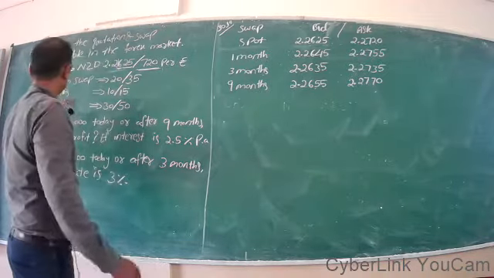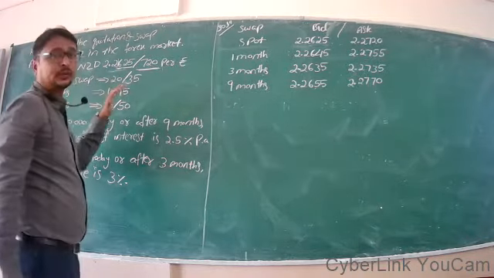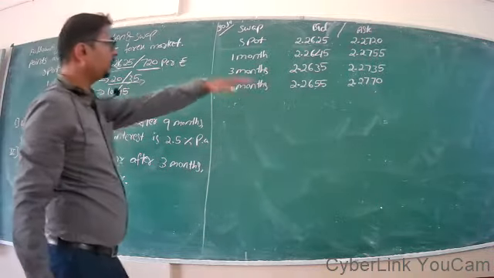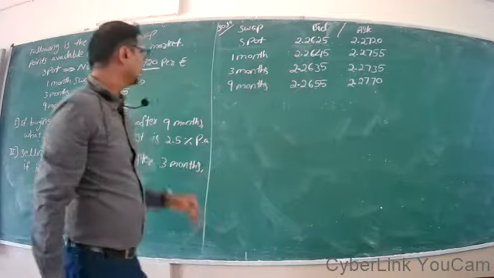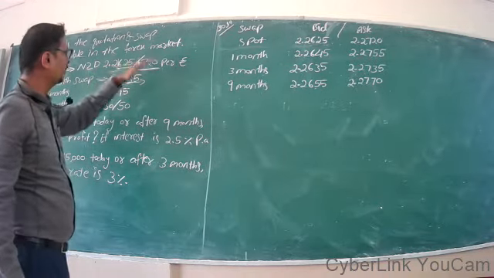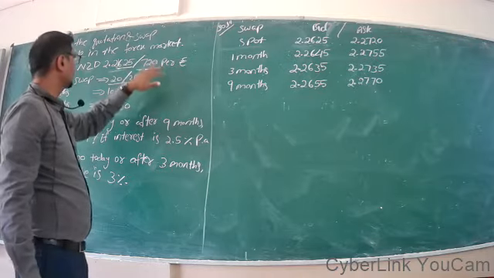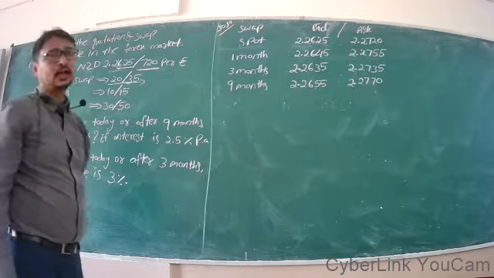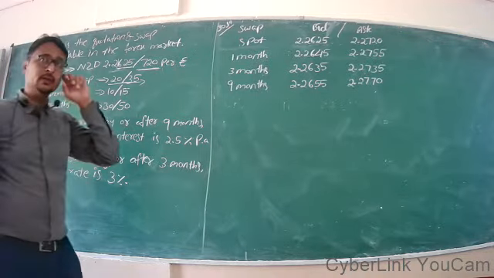Then the 1 month swap point is given as 20 oblique 35. Since it is in increasing order, you have to add it to the spot rate. That becomes 2.2625 plus 20, that is 2.2645 oblique 2.2755, that is your ask price for 1 month, the 1 month quotation.